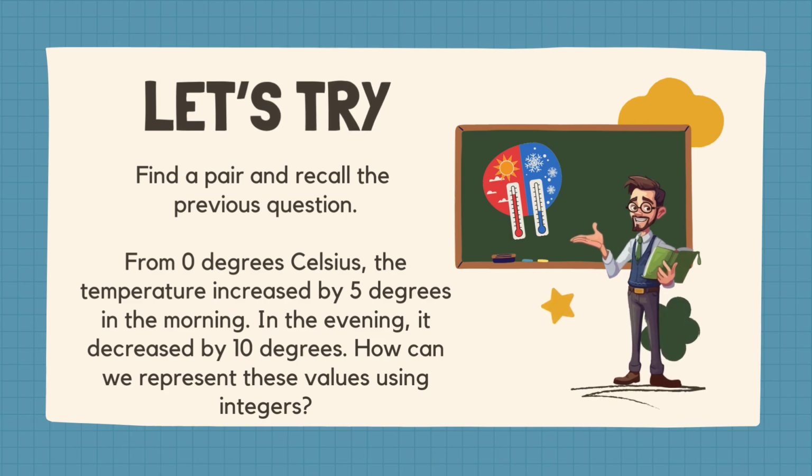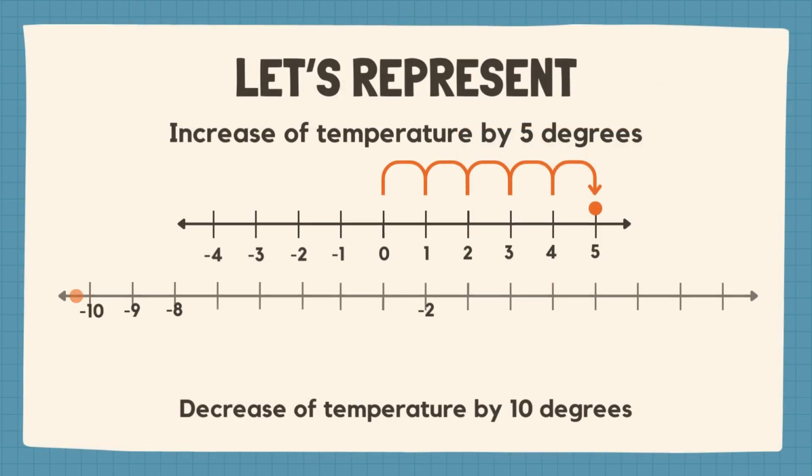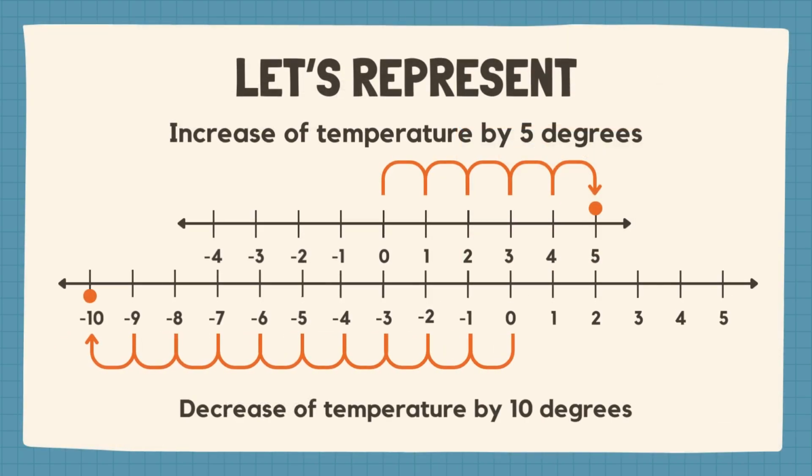Very good. So since we have studied a little bit about integers, let's try answering this question again. From 0 degrees Celsius, the temperature increased by 5 degrees in the morning. In the evening, it decreased by 10 degrees. How will you represent this on a number line?